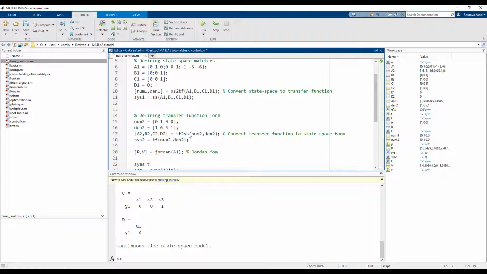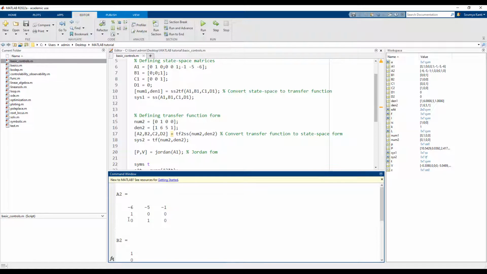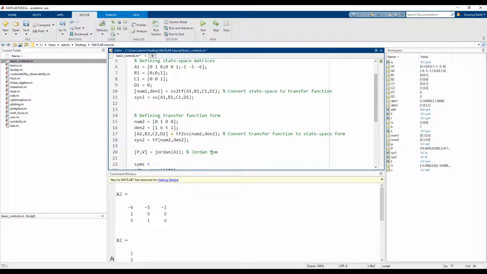You do TF to SS, and the outputs are A2, B2, C2, D2. These are the output polynomial ones. So if I now run it, you will see that, okay, this is A2, this is B2, this is C2, then this is D2, and it is exactly the same as the previous one. Just the variables are rearranged, but you can see the numbers are the same here. So if you are given a transfer function form, you are now coming back to state space form.